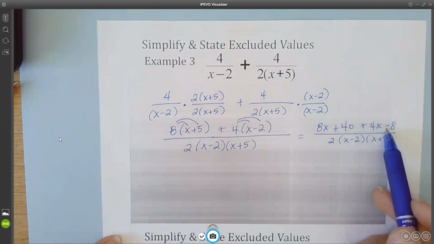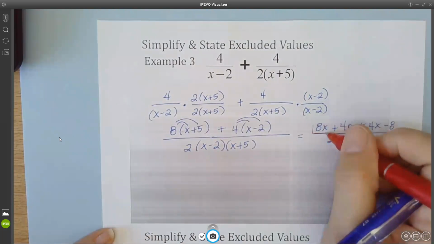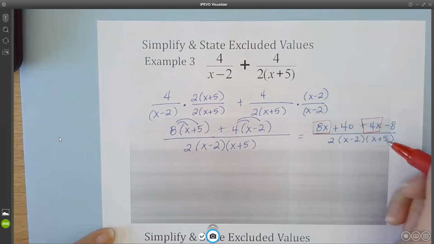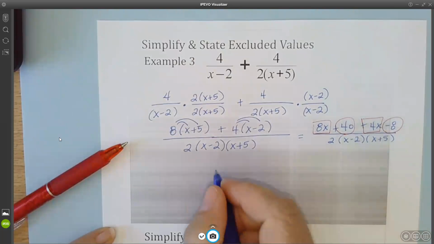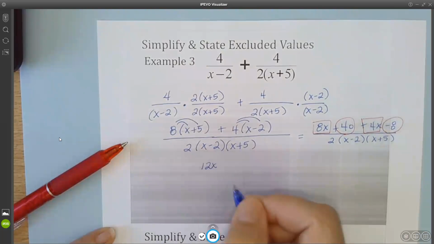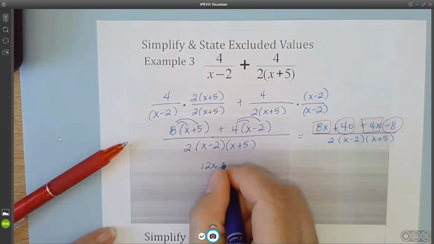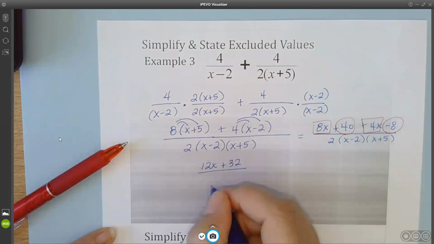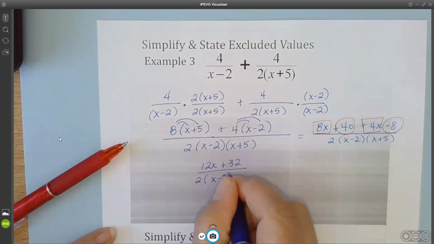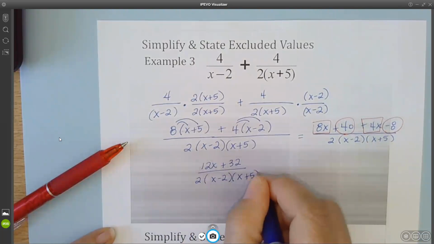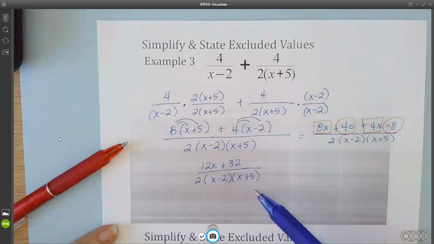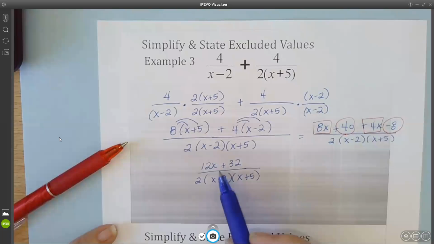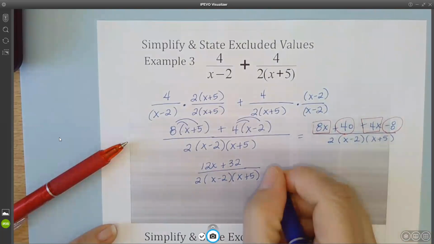And I'll combine like terms in the numerator. So here I have 8x and 4x and 40 minus 8. So my numerator becomes 12x plus 32 over 2 times x minus 2 times x plus 5. And the goal here is to reduce somehow. Not only combine these, but to reduce them to simplify. So let's factor out a 2 from the numerator.